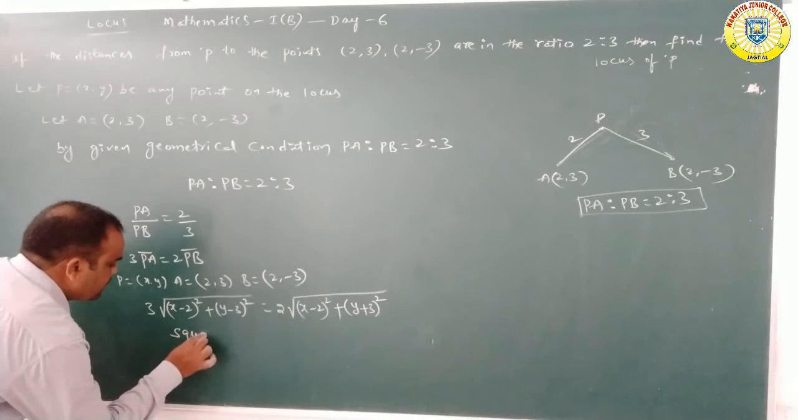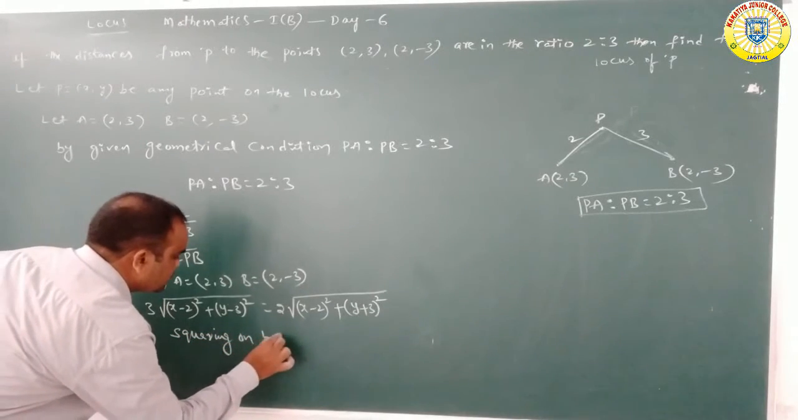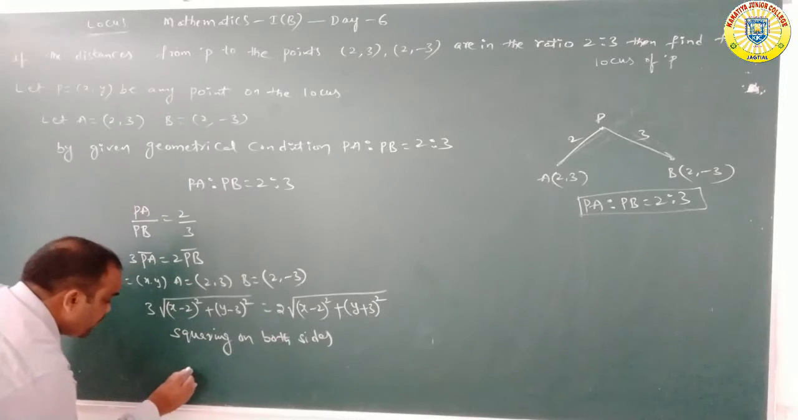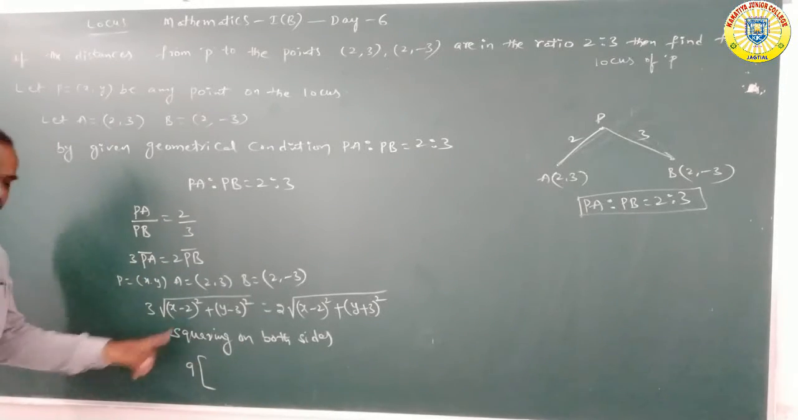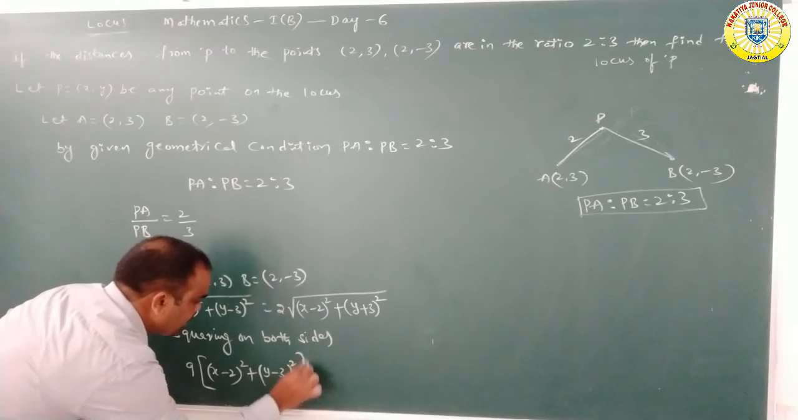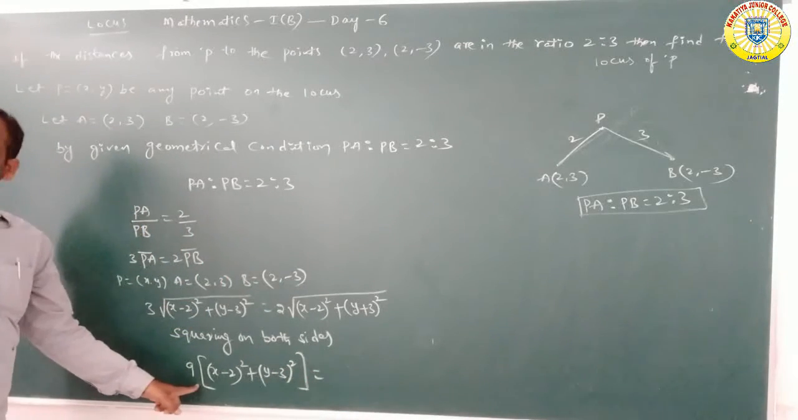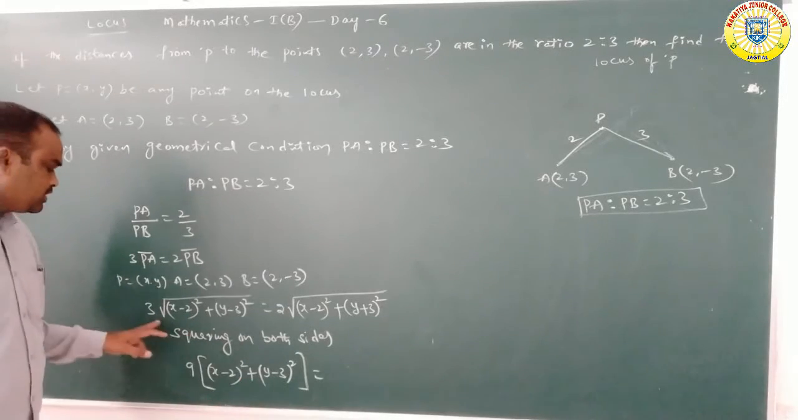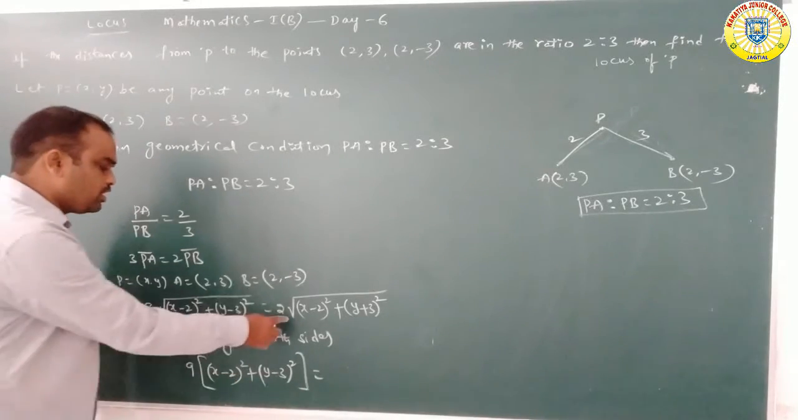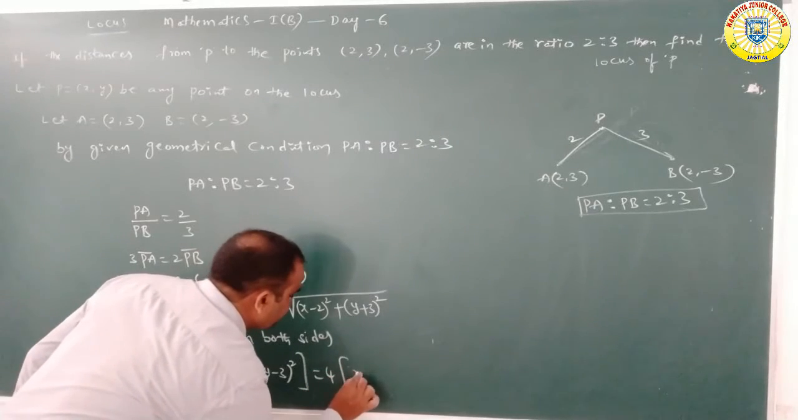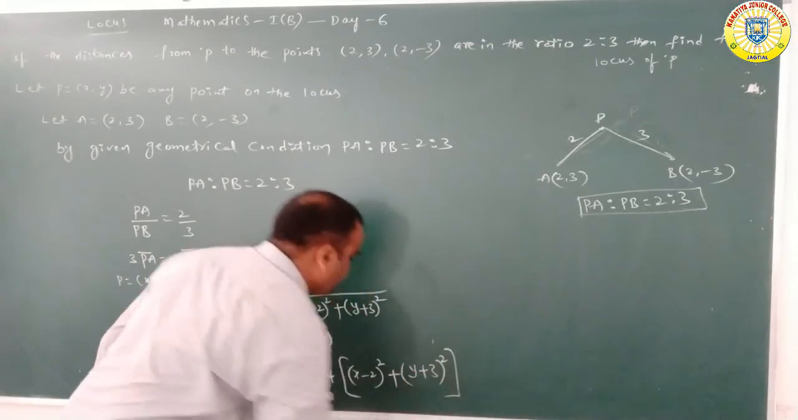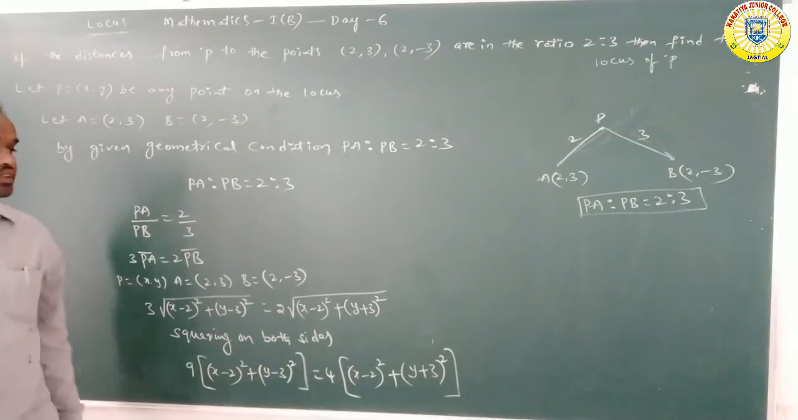We are squaring on both sides. 3 square is 9, and the square root and the square cancel. So 9 into (x minus 2) whole square plus (y minus 3) whole square; 9 is multiplying both the terms. 2 square is 4 into (x minus 2) whole square plus (y plus 3) whole square.